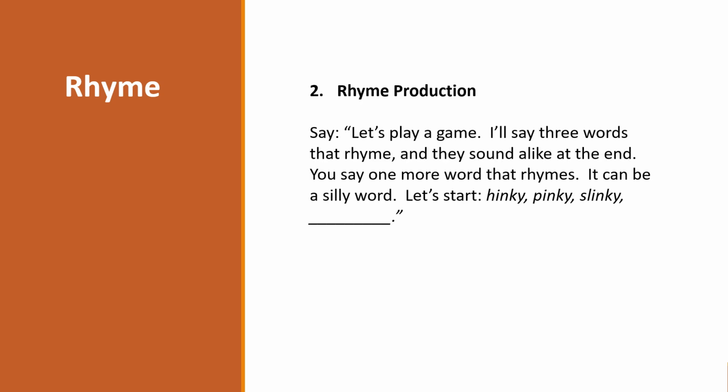Here's a script for teaching rhyme production. Let's play a game. I'll say 3 words that rhyme, and they sound alike at the end. You say one more word that rhymes. It can be a silly word. Let's start. Hinky, pinky, slinky. As the child's skill develops, the instruction can be reduced until it sounds like this. Say a word that sounds like or rhymes with star.